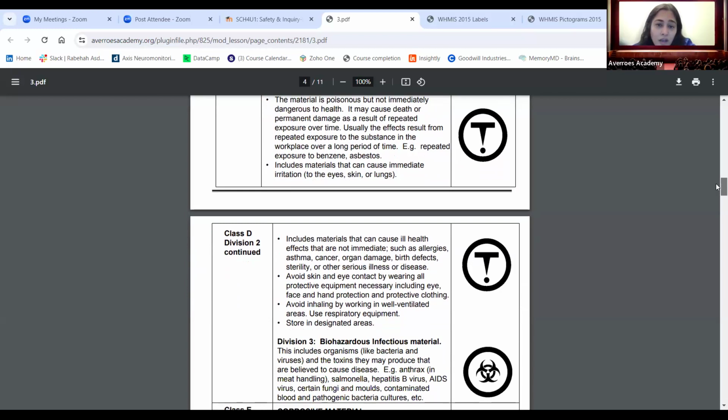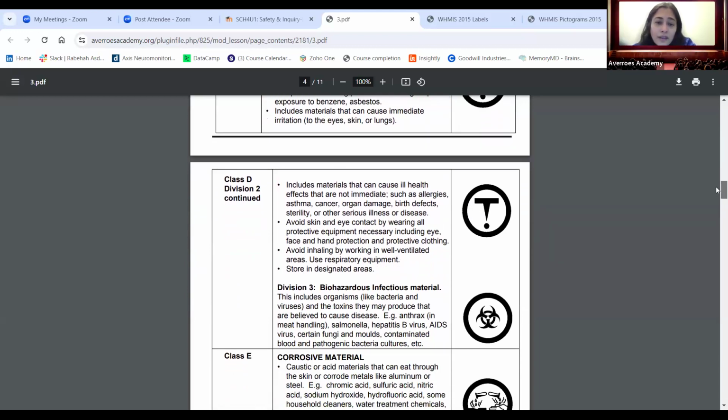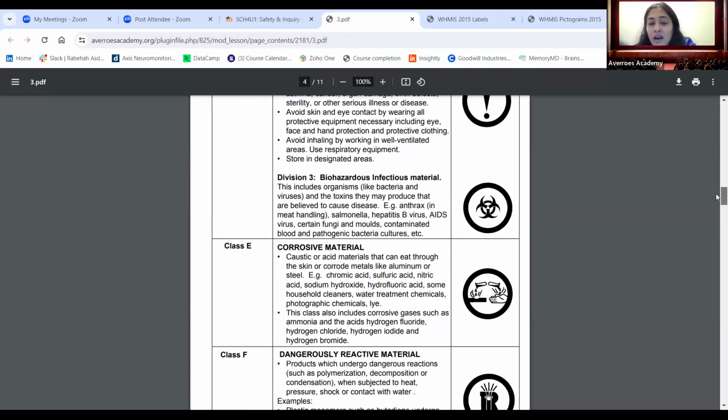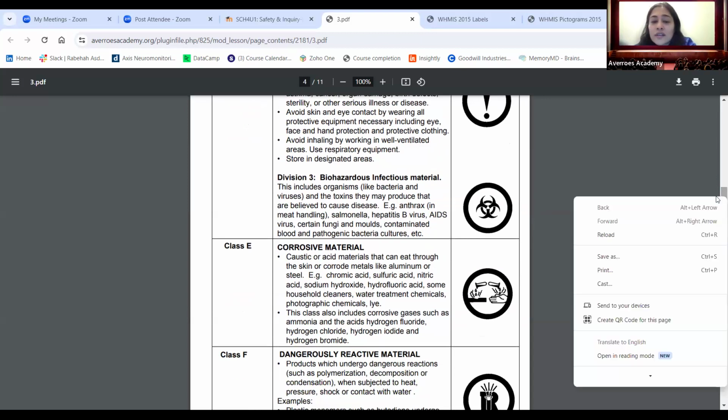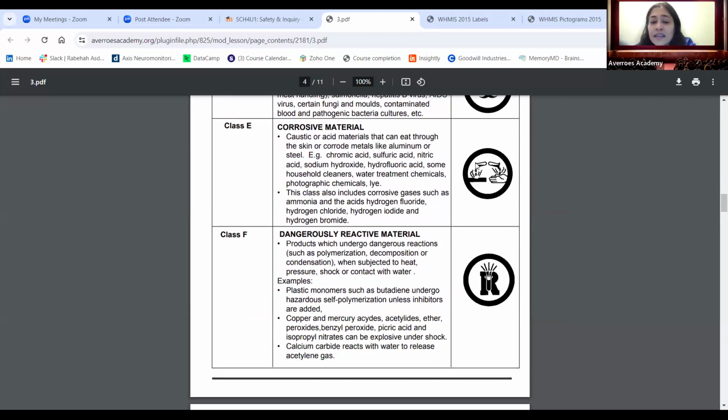Basically, it can cause irritation to eyes, skin, or lungs. It can also lead to cancers, asthma, organ damage, allergies, birth defects, things like that. And then, of course, we have the biohazard infectious materials, things such as AIDS, viruses, molds, fungi, contaminated blood, pathogenic bacteria cultures, things like that. And then we have corrosive materials. Corrosive means that they can put a hole, basically damage metal and also damage skin, physical damage to skin.